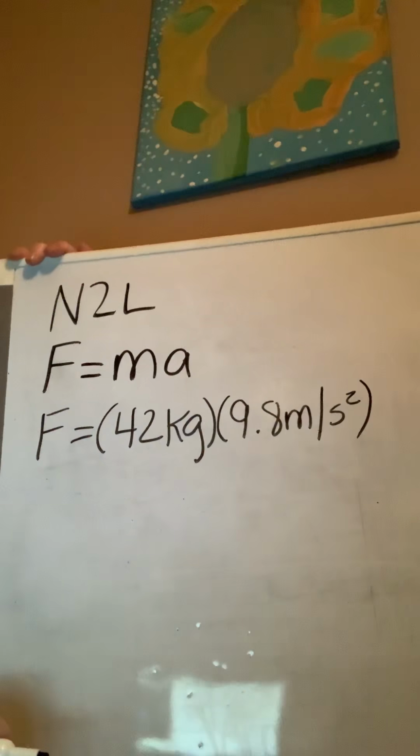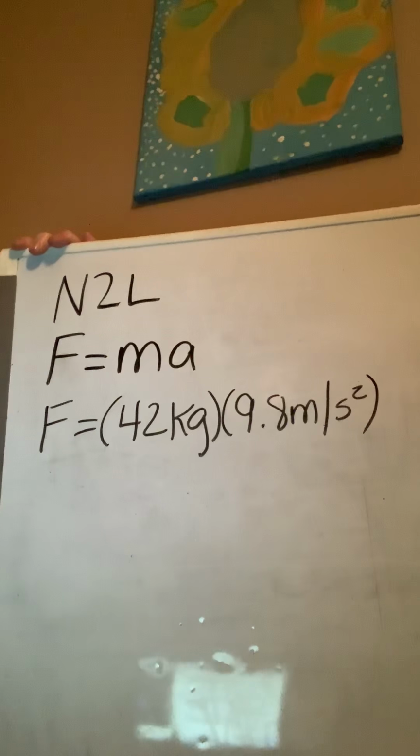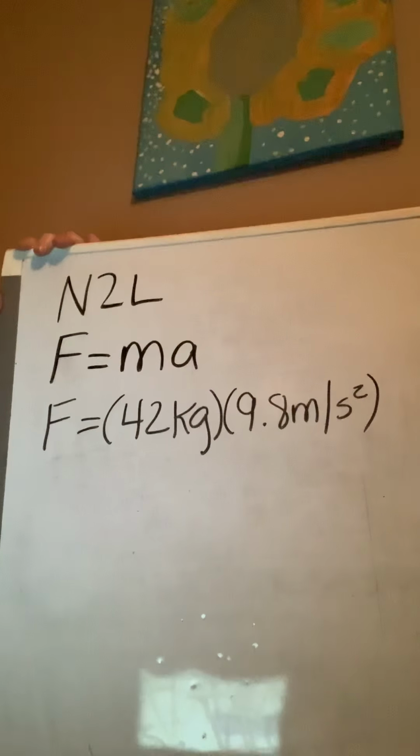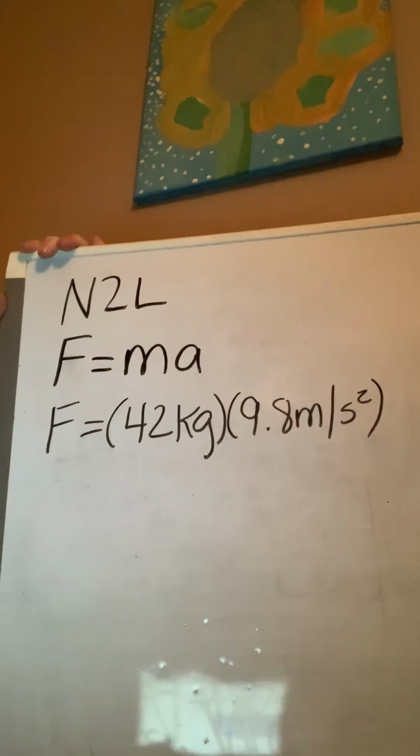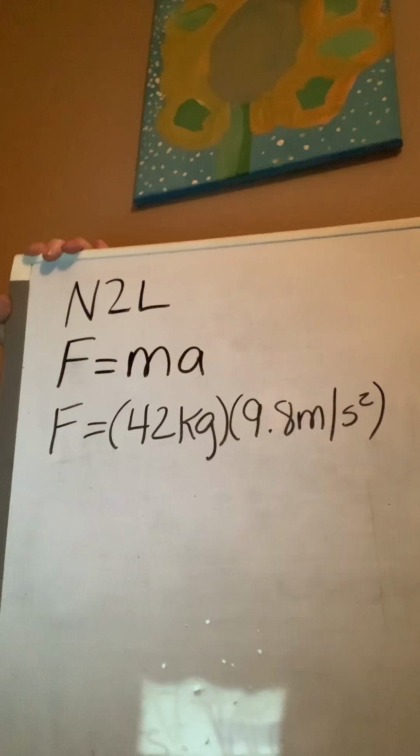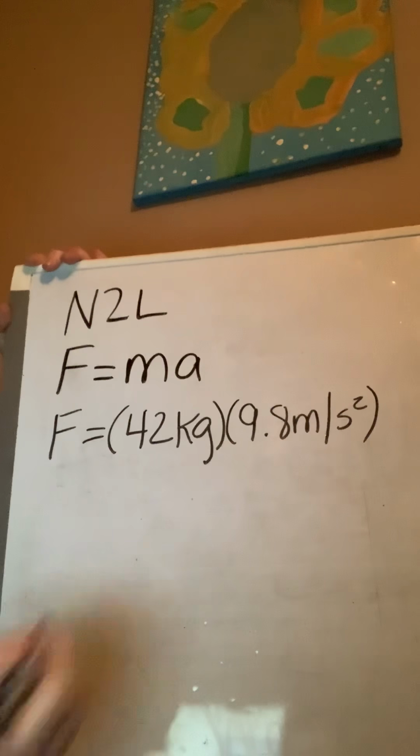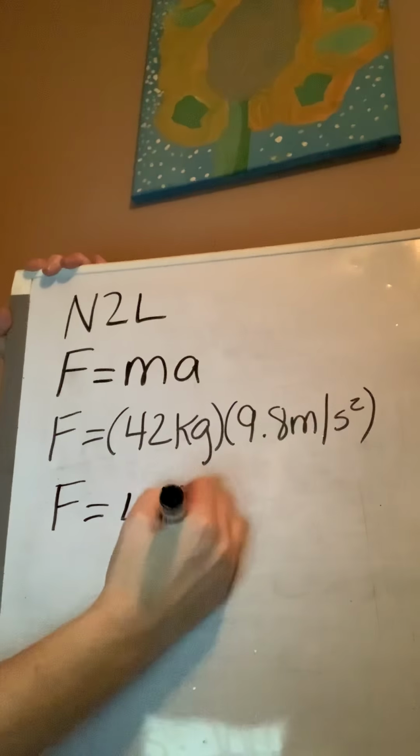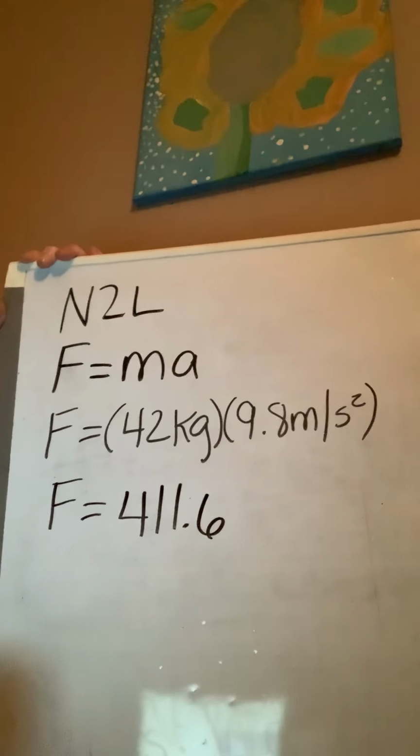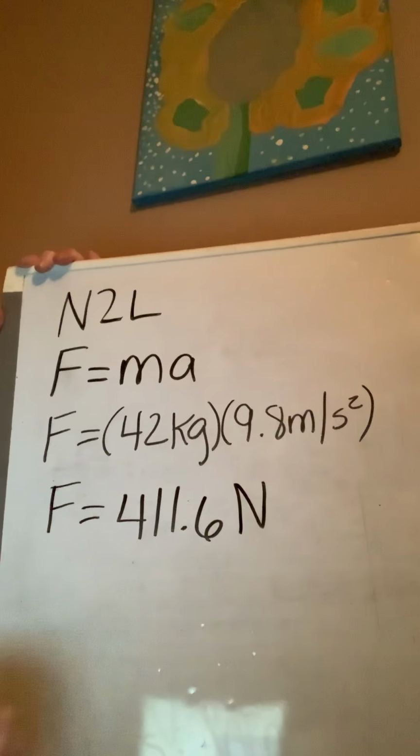Okay. So if we multiply those two numbers together, 42 times 9.8, that gives me a force of 411.6 newtons. Okay.